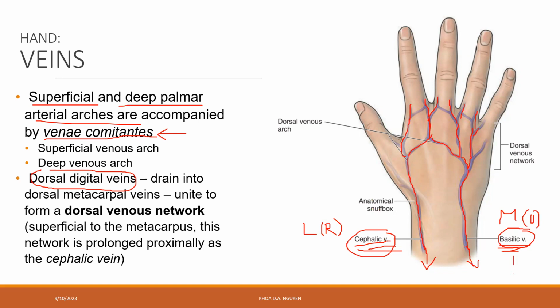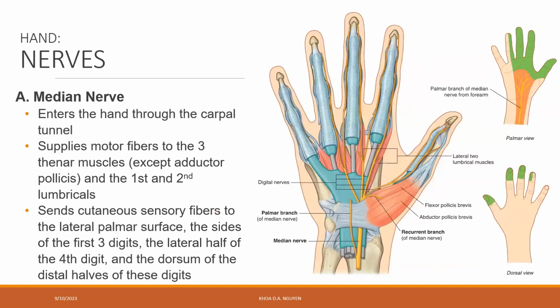And these are going to transport most of the venous blood from the hand, as well as all the structures from the upper limb, back to the axillary vein in order to become the subclavian vein later. So these are very important. All right, so now we're talking about nerves, and this is the last portion of our class today.